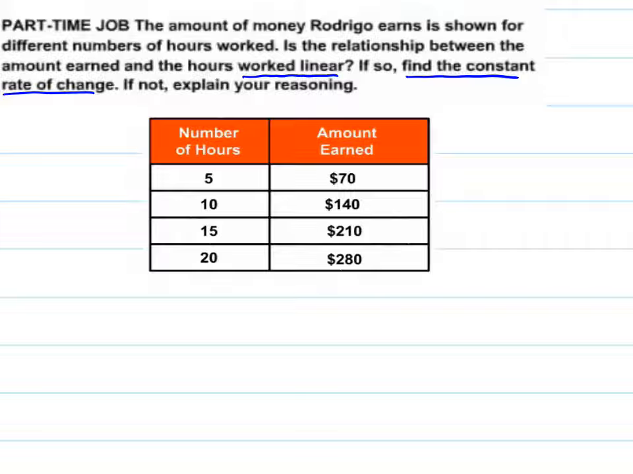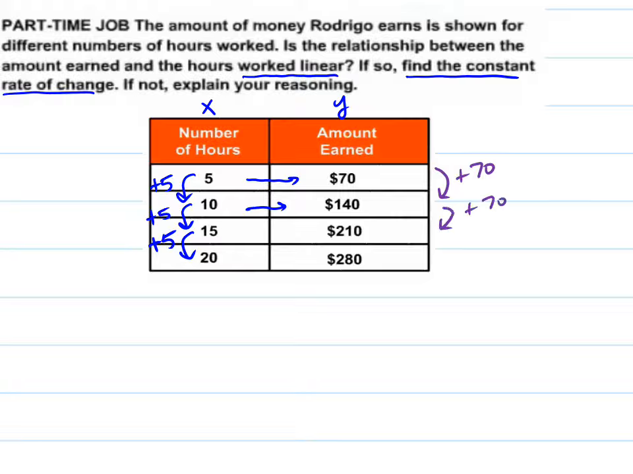So to find out if a relationship is linear, let's look at our 2 columns. We have our number of hours column, which is our X column, and our Y column, which is the amount earned. So Rodrigo, for working 5 hours, is going to make $70. For 10 hours, 140, and so on. We're noticing that the hours are changing by 5. So the increase in hours is by 5. And at the same time, the amount earned is being increased by 70.